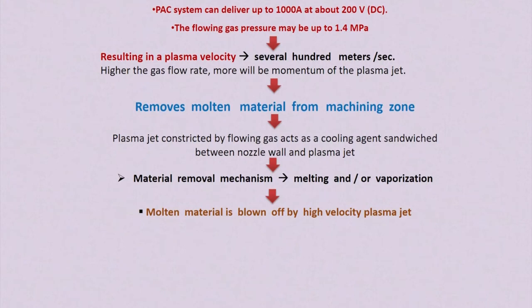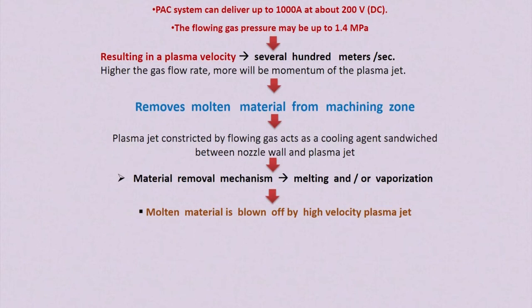The higher the gas flow rate, the more momentum the plasma jet will have. Material is removed by melting and vaporization, because of the huge amount of heat generation, with temperature rising to around 33,000 degrees centigrade. This amount of heat can melt and vaporize the material where the plasma jet touches the workpiece surface. Whatever molten or vaporized material is there is blown off from the machining zone by the high velocity plasma jet.